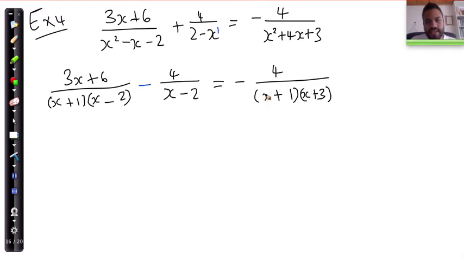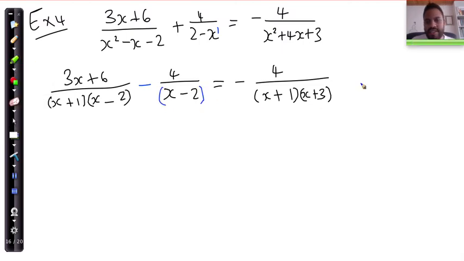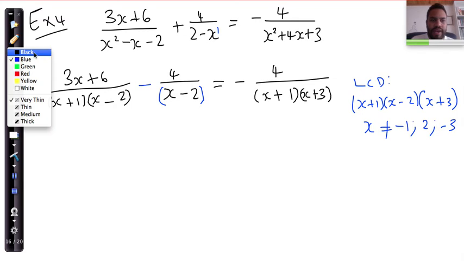Now I can start looking at my LCD because the terms look a little bit better. The LCD is going to be x plus 1, x minus 2. I've already got the x plus 1 and the x minus 2 there, but I don't have an x plus 3, so I need to put that in the LCD. So x cannot equal negative 1, it can't equal positive 2, and it cannot equal negative 3. Those are going to make my LCD 0.